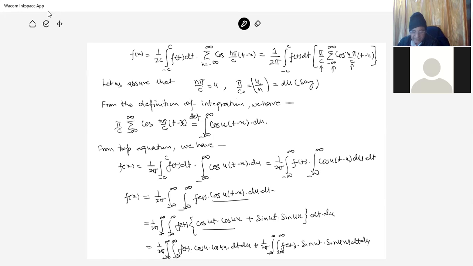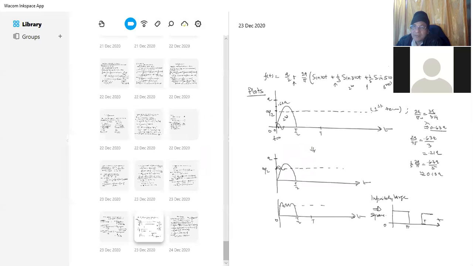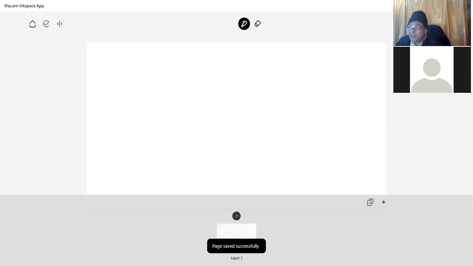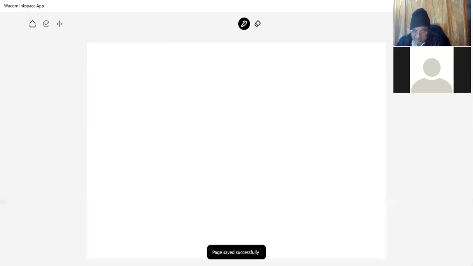So what we find, there are two terms. One is the cosine term, the other is the sine term, and these are known as the sine integral and the cosine integral. So we can take this in parts.